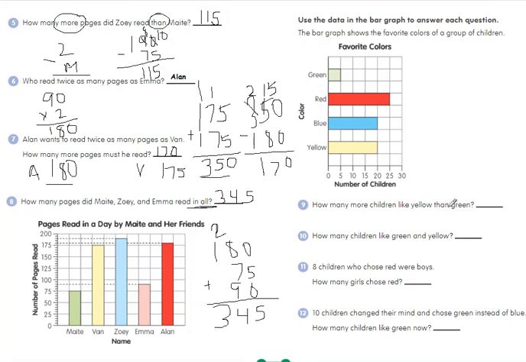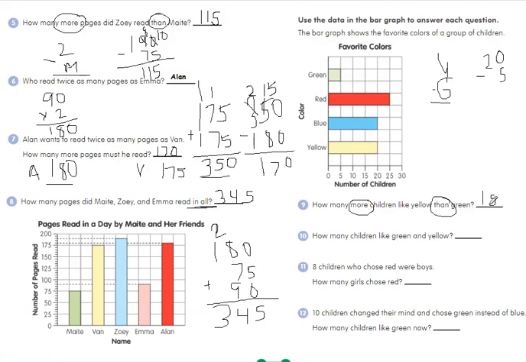So how many more children like yellow than green? I see those clue words. More than. More than means to subtract. So we're going to subtract green from yellow. So yellow, our scale is going up by 5. 5, 10, 15, 20, 25, 30. So we have 20 minus 5. So 20 minus 5, we get 15.